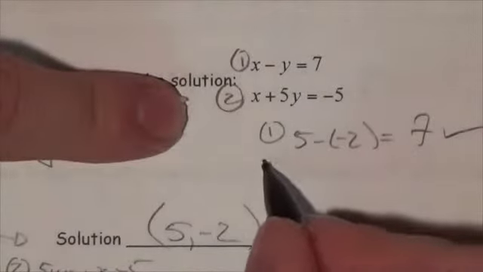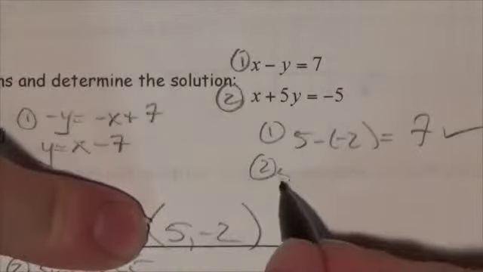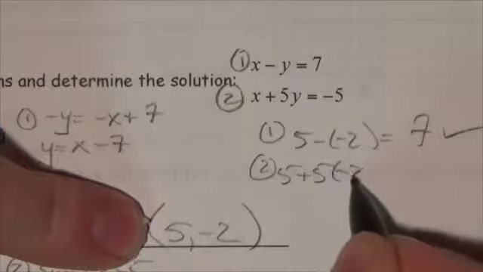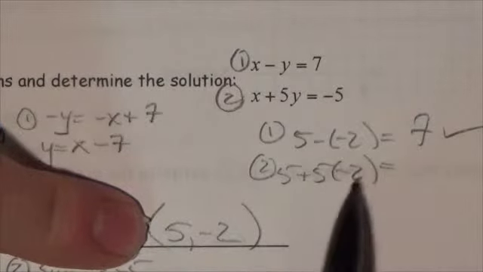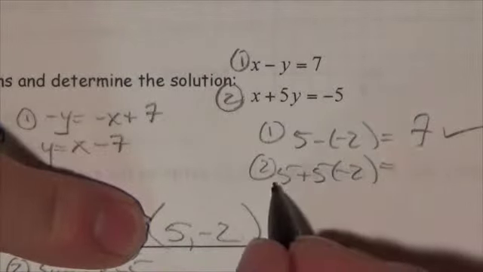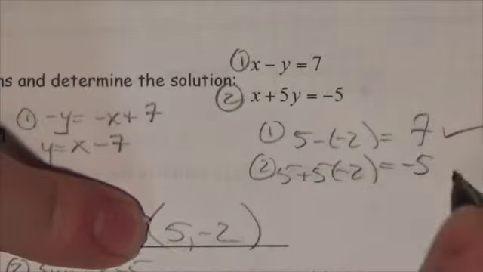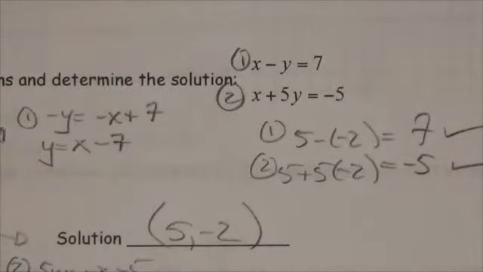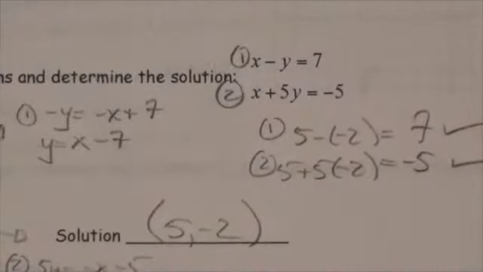It does equal 7. Equation 2, 5 plus 5 times negative 2. Well, 5 times negative 2 is going to be negative 10. So 5 minus 10. Yes, negative 5. Good. So that point does satisfy both equations. It's the correct solution.